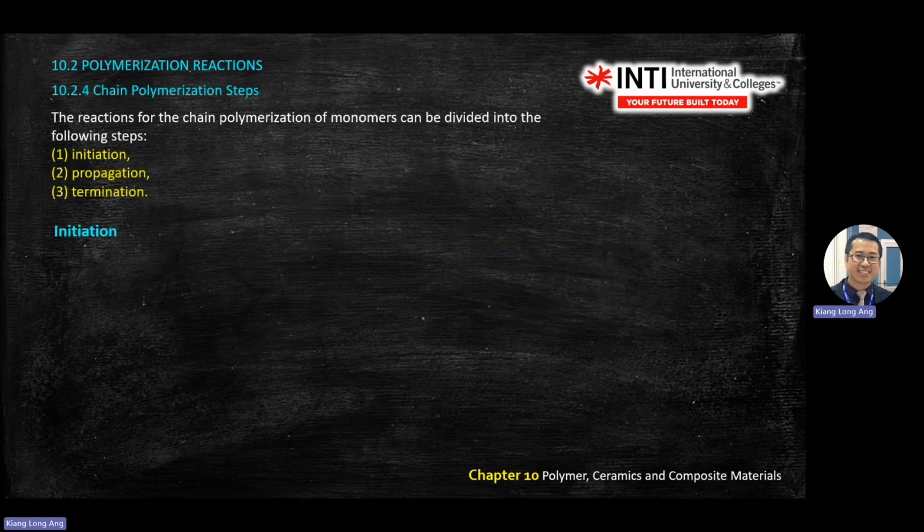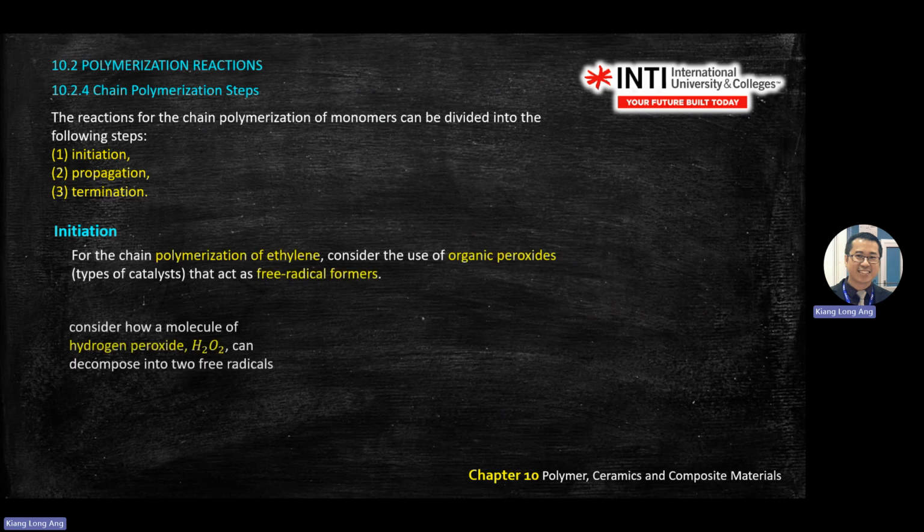Okay, chain reaction, you have 3 steps here. One is initiation, propagation, termination, which means start, happening, and end. So if the question asks you what the chain polymerization steps are, you need to mention these 3 and then explain what happens in initiation, what happens in propagation, what happens in termination. So initiation.